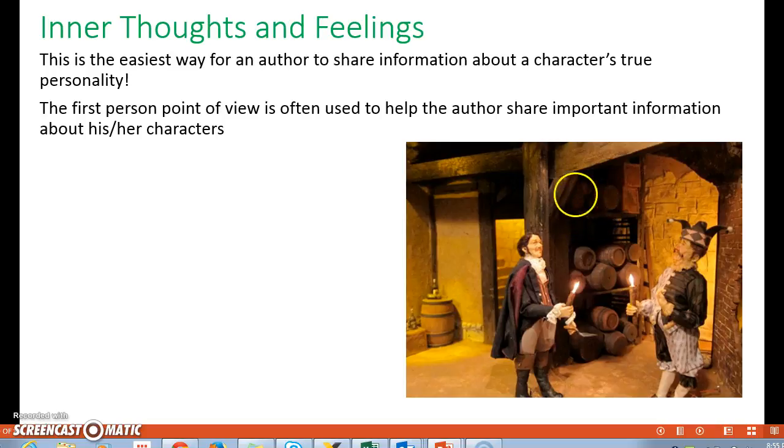And the first person can be really helpful in sharing information about that person because it's that person talking about themselves. So if you look at this picture here from the Cask of Amontillado, you got poor Fortunato over here with the jester's cap, all dressed up because it's Carnival, and Montresor looking very stately here with the candle, and they look really happy. I mean, they're just like smiling at each other. If you didn't know the story and you were just looking at the picture, you would think, okay, these guys are friends.